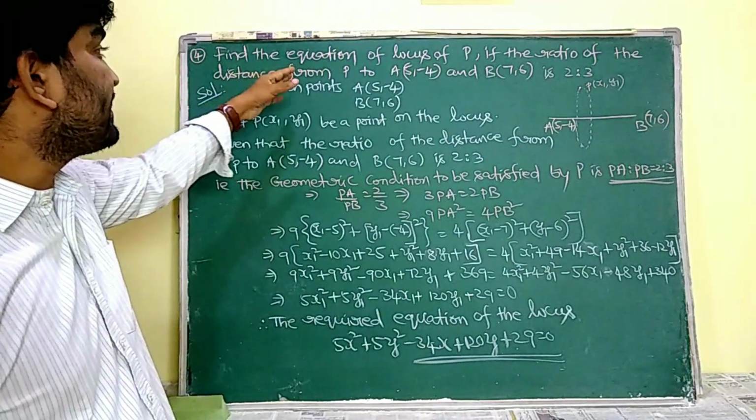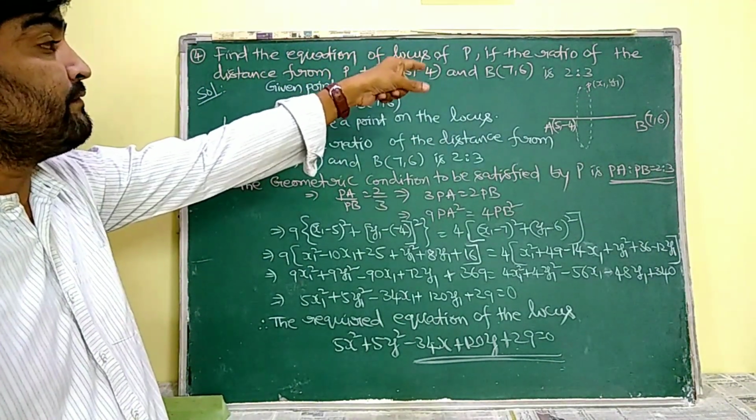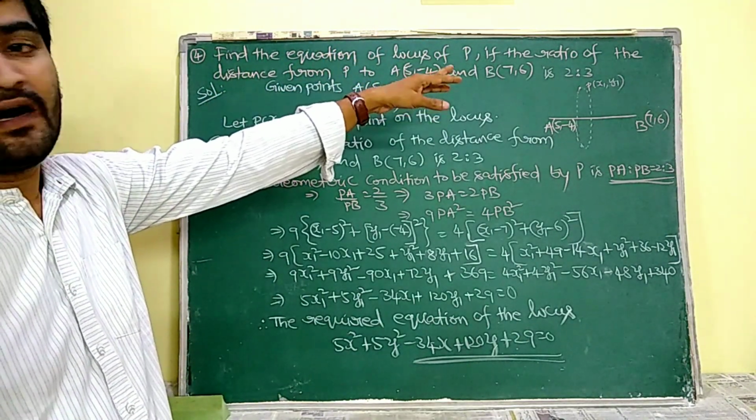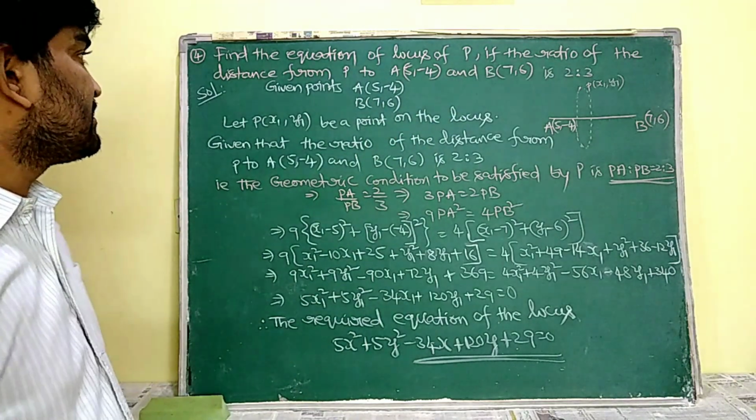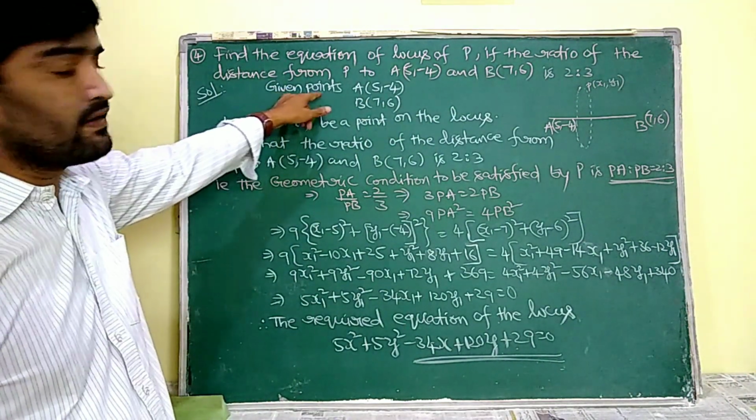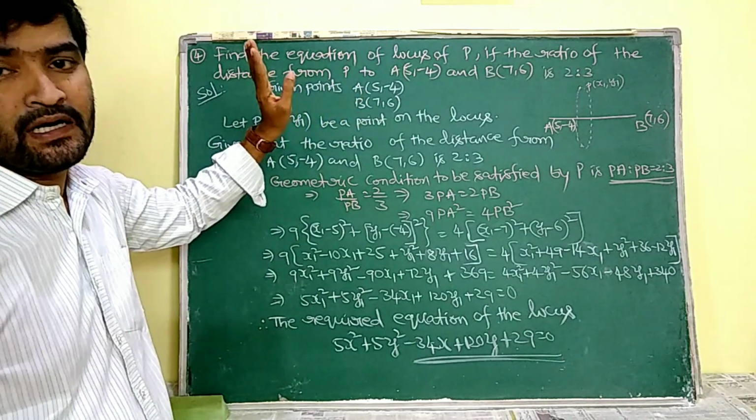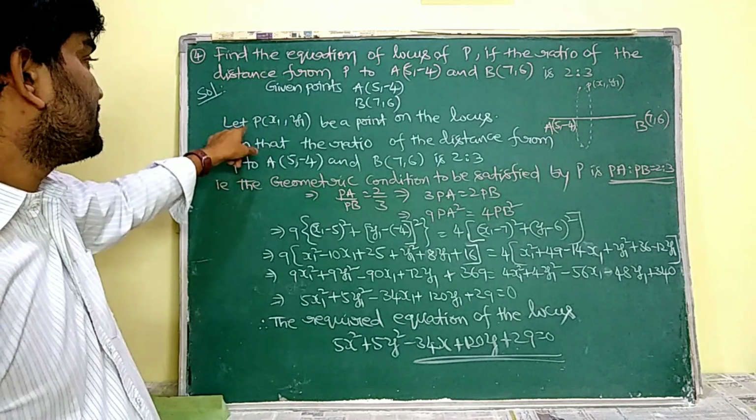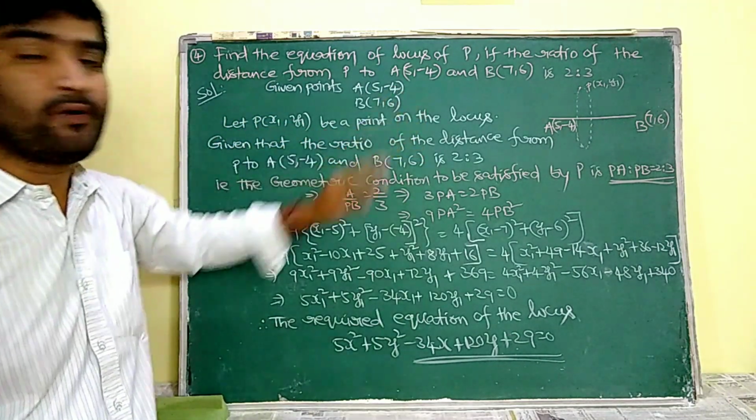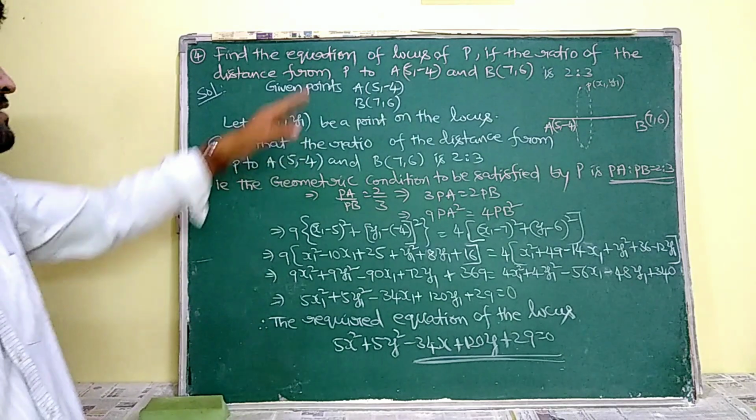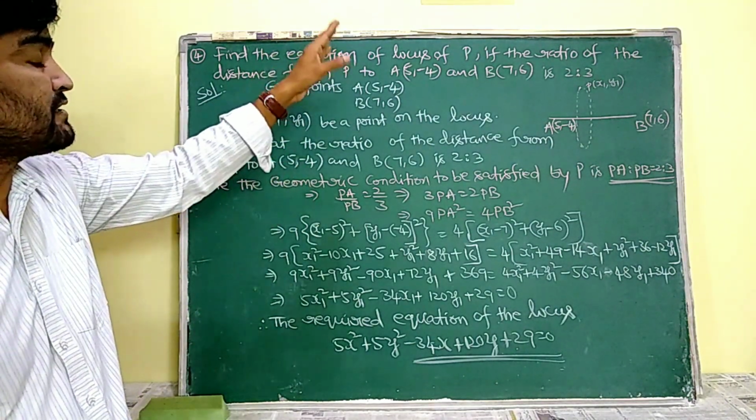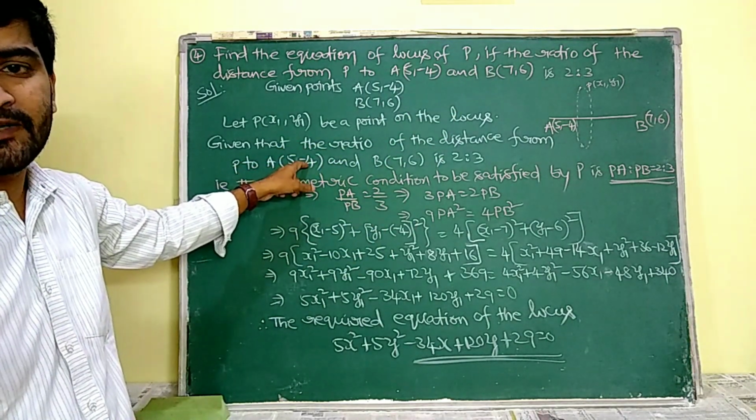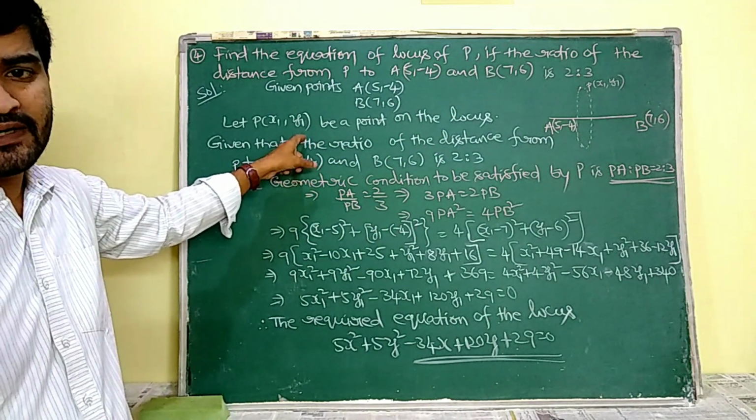Fourth one. Find the equation of the locus of P if the ratio of the distances from P to A and P to B is 2:3. For that we have to write the given points A and B. Then we have to assume P as (x1, y1) on the locus. So let P (x1, y1) be a point on the locus. Now as per the problem, the ratio of the distance from P to A and P to B is 2:3. That is our required geometric condition.